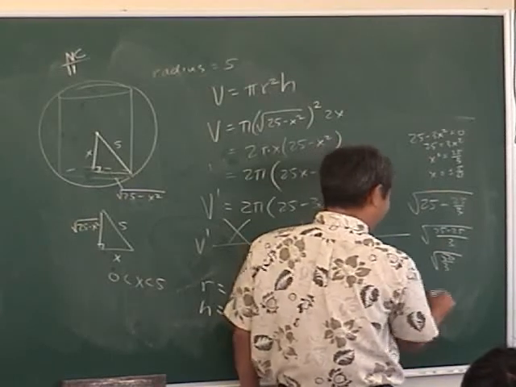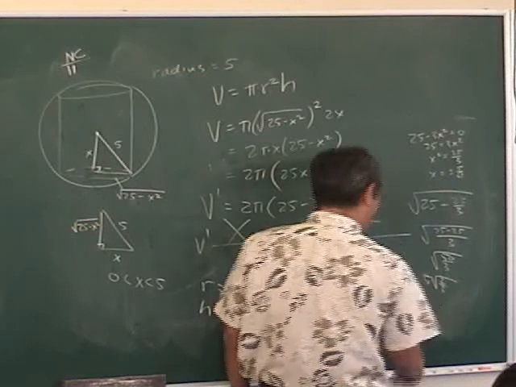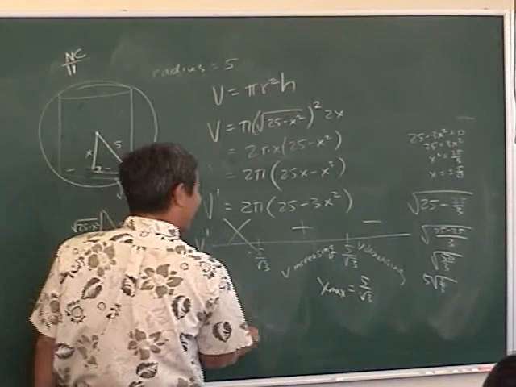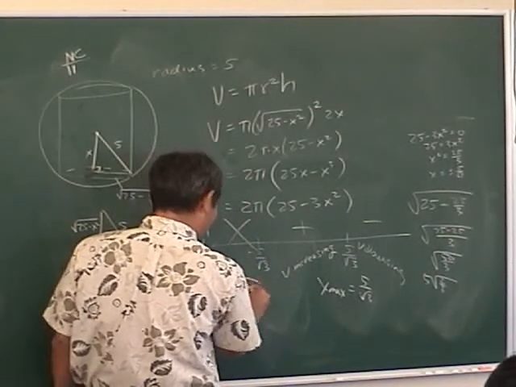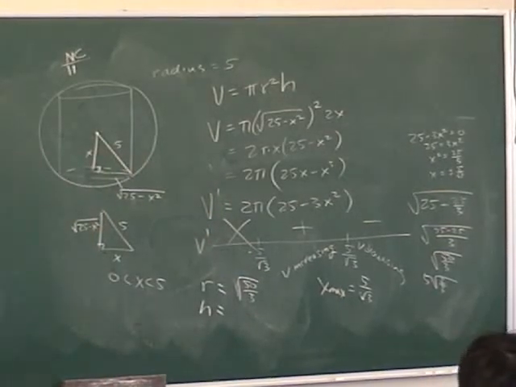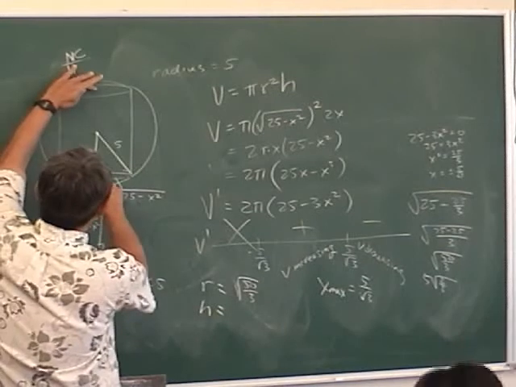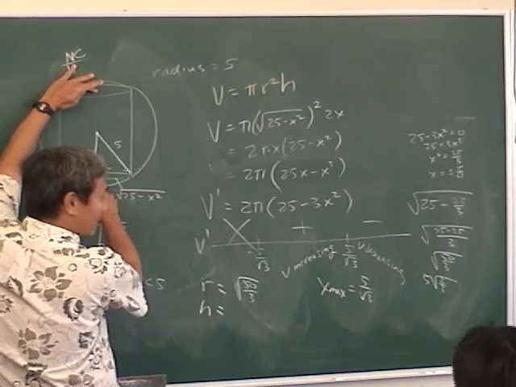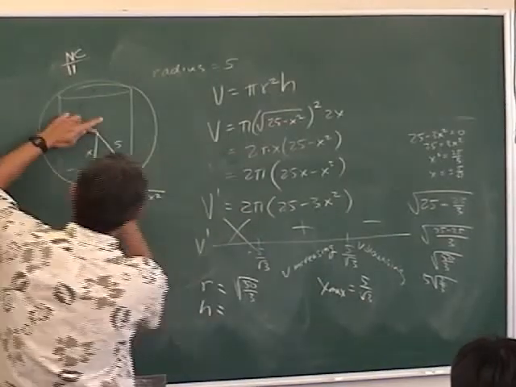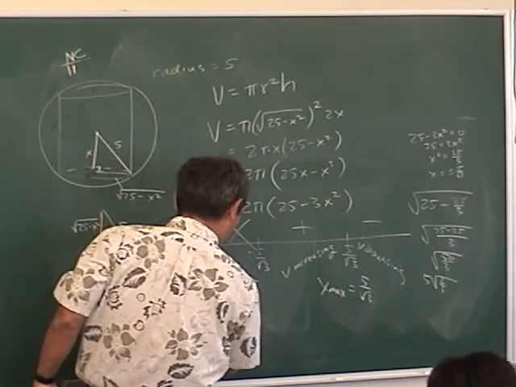Do I have to do everything? Yes. 25 comes out as a 5, and you get 2, 3. So I will take that. 5. In fact, you know what? You guys are so dopey. I will take root 50 over 3. And then what about the height? What's the height of the cylinder? Well, if this is x, then isn't the height just 2x? Yeah. So what's 2 times that? 10 over root 3.